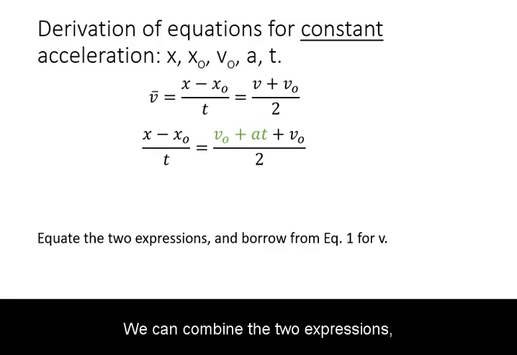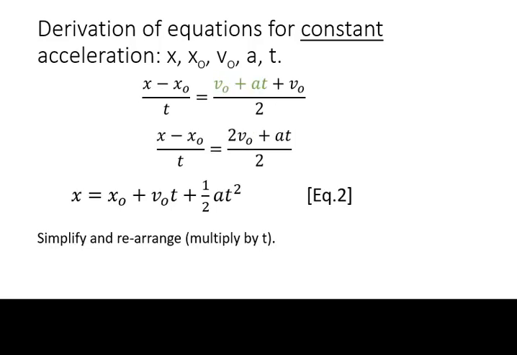We can combine the two expressions and substitute in for final velocity from equation 1. The rest is just simplification and rearranging. This equation can now be used to find change in position without regard to knowledge of final velocity.